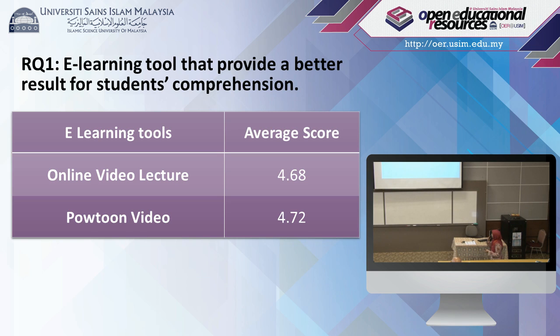To answer research question 1, which e-learning tool provides a better result for students' comprehension: as you can see, the average score for the Powtoon video is a little bit higher. But we only have 25 students who answered for the Powtoon video and 25 students who answered for the online video lecture. So for this research question, I concluded that we cannot really draw any clear conclusion because the number of participants is too small.